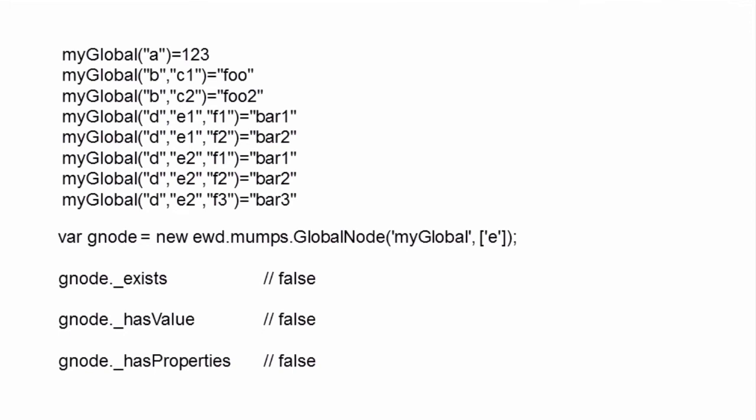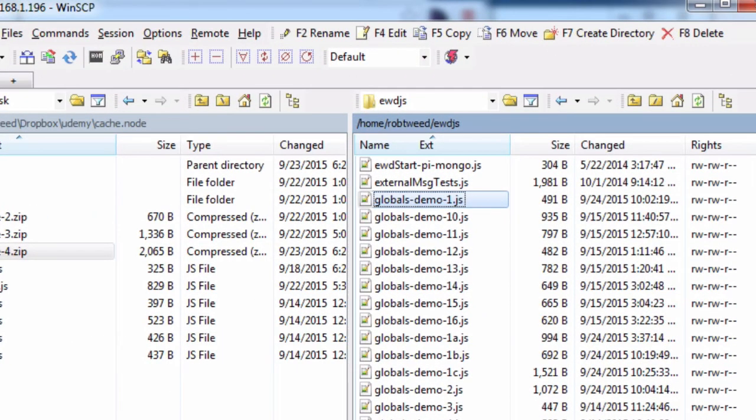Let's see them in practice on my Linux Cache 2015.2 system. Of course, as before, the example scripts I'll be showing will all work identically on any Cache, GlobalsDB, or GT.M system. So let's switch to my WinSCP view of the Linux system. And we'll first look at this script file, globalsdemo1a.js.